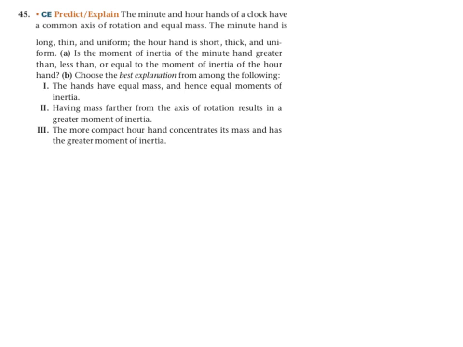Chapter 10, number 45. The minute and hour hands of a clock have a common axis of rotation and equal mass. The minute hand is long, thin, and uniform. The hour hand is short, thick, and uniform. Is the moment of inertia of the minute hand greater than, less than, or equal to the moment of inertia of the hour hand? Choose the best explanation.